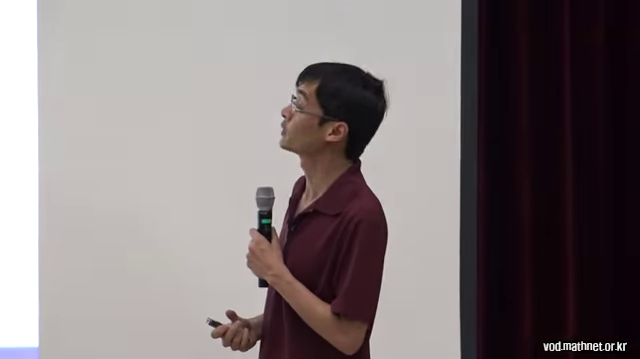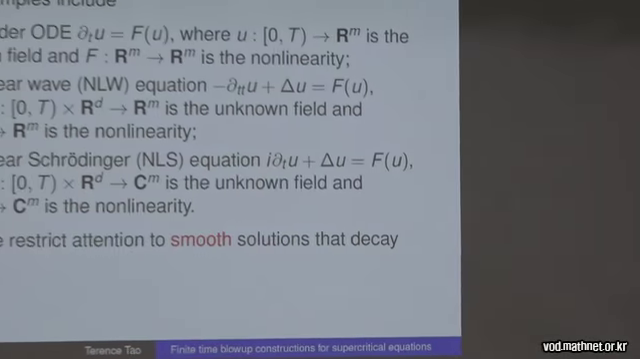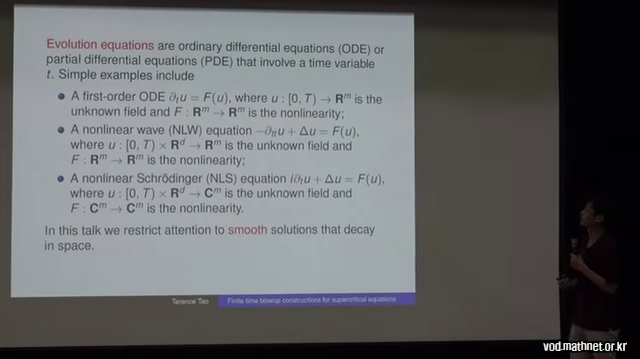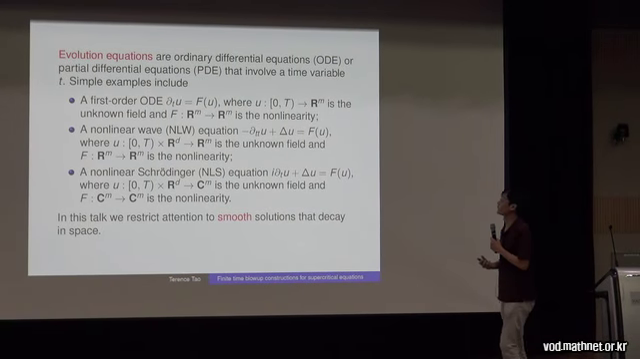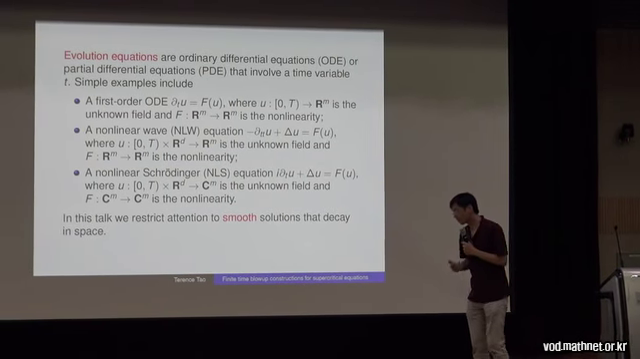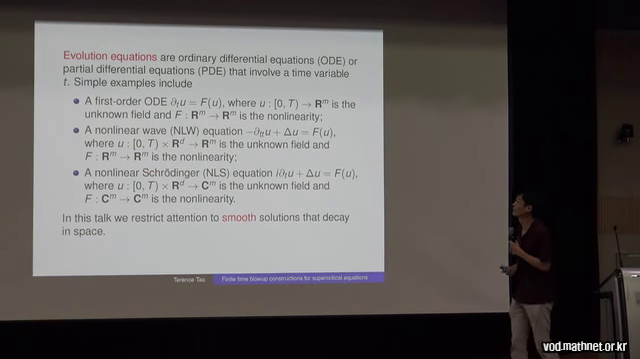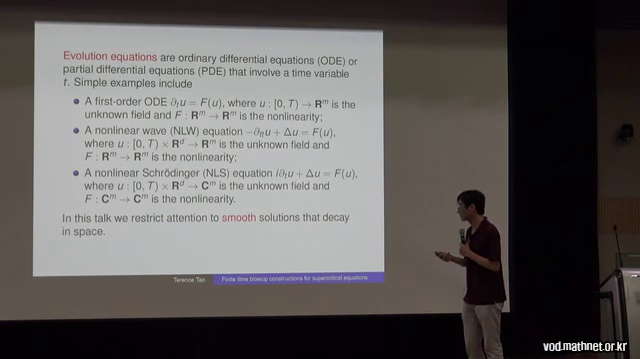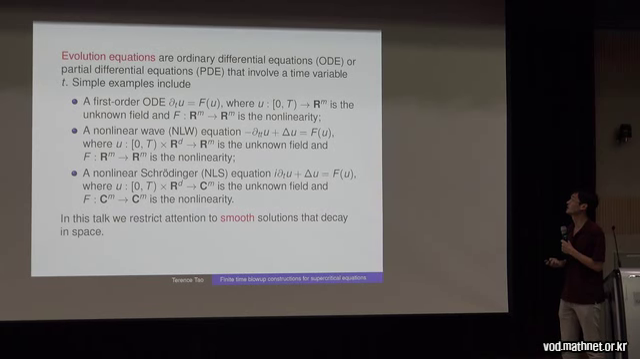Many equations, many physical systems in PDE are governed by differential equations called evolution equations. Evolution equations are differential equations, either ordinary differential equations, only involving one variable time, or partial differential equations involving space and time, but they evolve in time. So they all have to involve time. These are one of the basic equations of motion in physics.